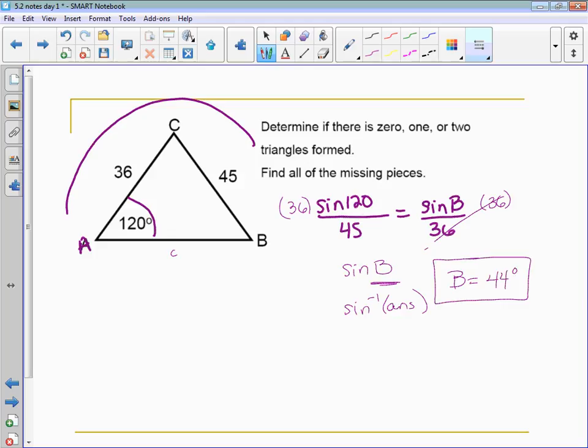Yeah. On the bottom right. Okay. You see it? Okay. So you can use your calculator. It's 44.